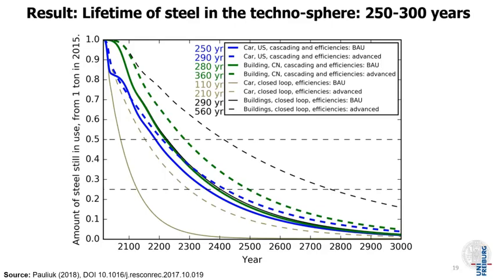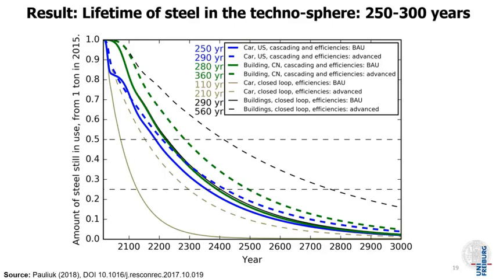And from this graph, we can calculate the area under these curves, and this area corresponds to the average lifetime of the steel in the anthroposphere. And you see the typical applications as we have them today. We have an average lifetime that ranges from 250 to maybe 360 years, the blue and green curves. So this is the average lifetime of an iron atom in a steel alloy in the anthroposphere.